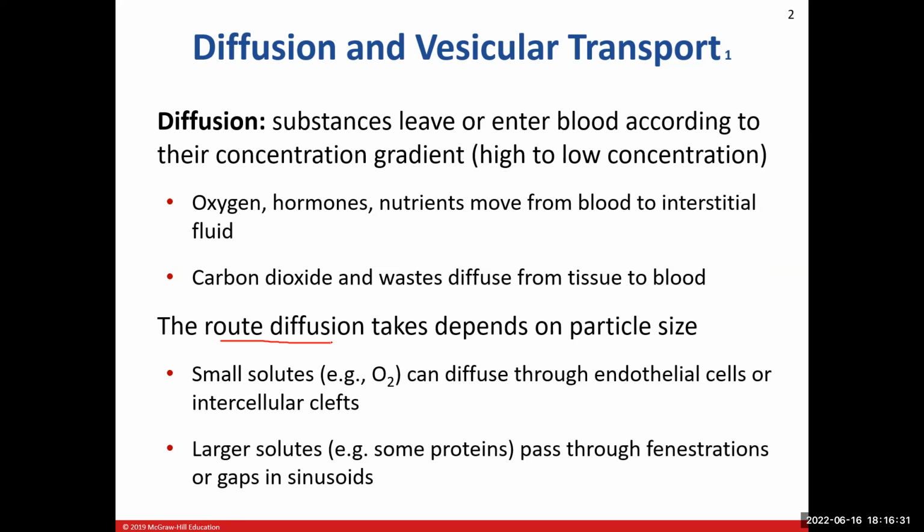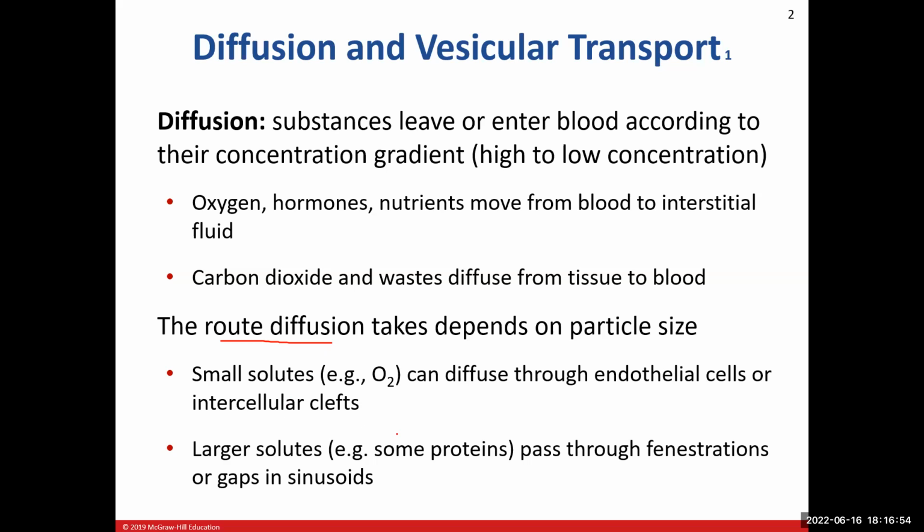Well, two properties that a substance has to have in order to move directly through the plasma membrane of a cell is it has to be, one, small, and two, non-polar. So that's what we see with oxygen and carbon dioxide. Oxygen and carbon dioxide are very small and non-polar, so they move right through the cell membranes there.